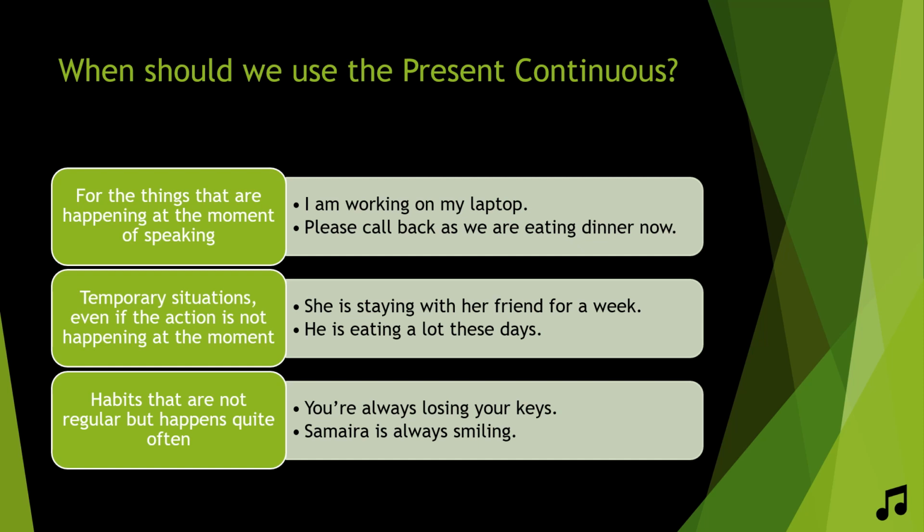Habits that are not regular but happen quite often. For example, you are always losing your keys. Samara is always smiling. So these are habitual things, but they never happen continuously, they happen quite often.